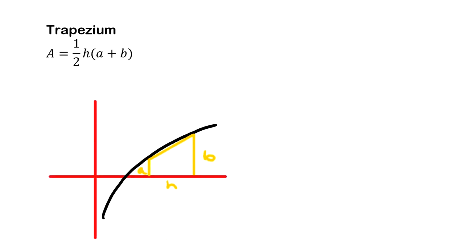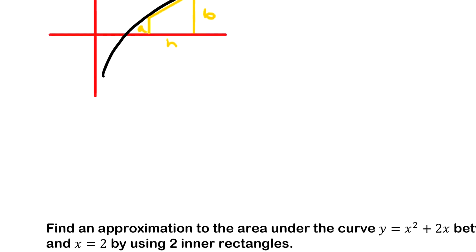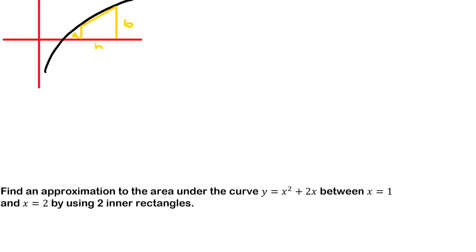An alternative way that is almost as popular as rectangles is trapeziums, where you have half h bracket a plus b, where a is the lowest side, b is the taller side, and h is the width between the 2 points. So we're going to jump in and do some questions because it might help you understand this a little bit better.